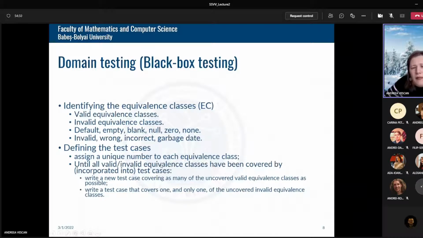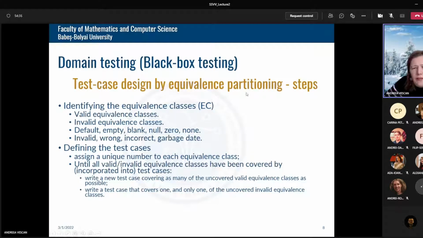How can we identify these equivalence classes? There are some steps. You need to design first valid equivalence classes and invalid equivalence classes. You can also think about default, empty, blank, null, zero, none elements, or also invalid, wrong, incorrect, garbage data. We will see how we can do this. To define the test cases after you identify equivalence classes, you need to assign a unique number to each equivalence class, and then, until you cover all the valid and invalid equivalence classes, you need to select test cases.